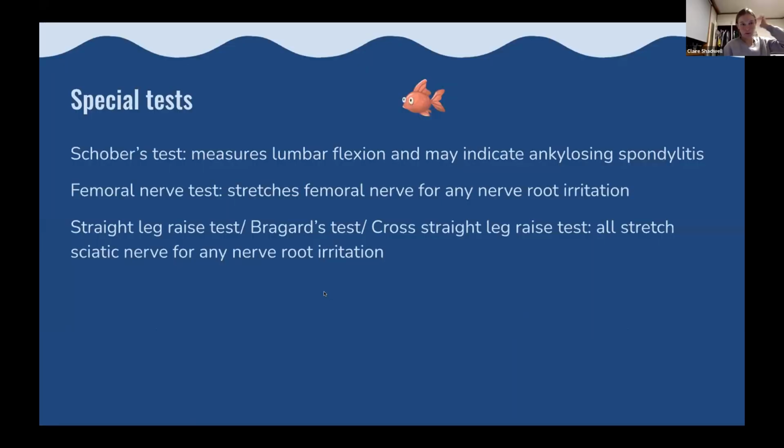Oh, no worries. So for the special test of the back, I didn't want to run through the whole examination because it's written in your books anyway. So I'll just be repeating what you can read from the book. For the special tests, Schober's test measures lumbar flexion, and it may indicate ankylosing spondylitis. The femoral nerve test stretches the femoral nerve, and the straight leg raise test, Sprague's test, and cross leg raise test all stretch the sciatic nerve for any nerve irritation. So all these tests in the back are trying to find out which specific nerve has been affected.